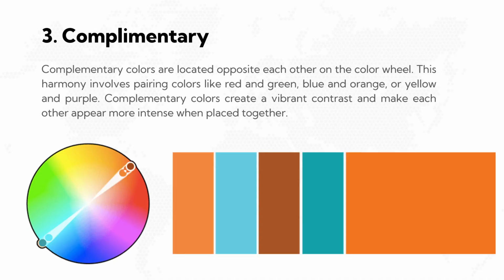We have complementary. Complementary basically is using colors that are opposite each other on the color wheel. They create this vibrant contrast, e.g., red and green, blue and orange. So when using complementary colors, you want to design a shouting website.